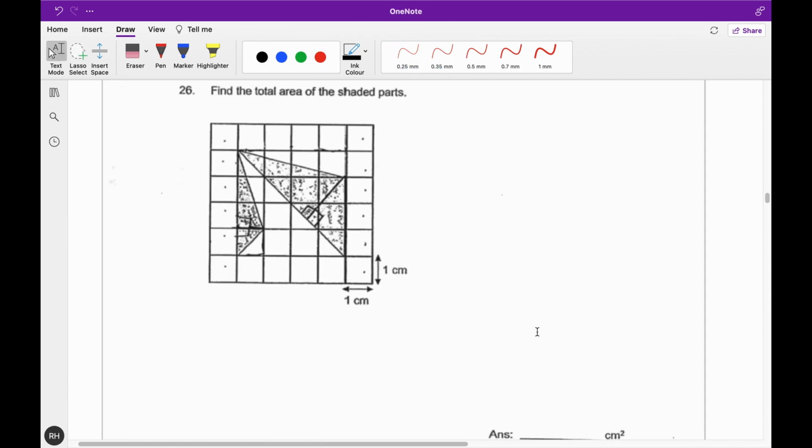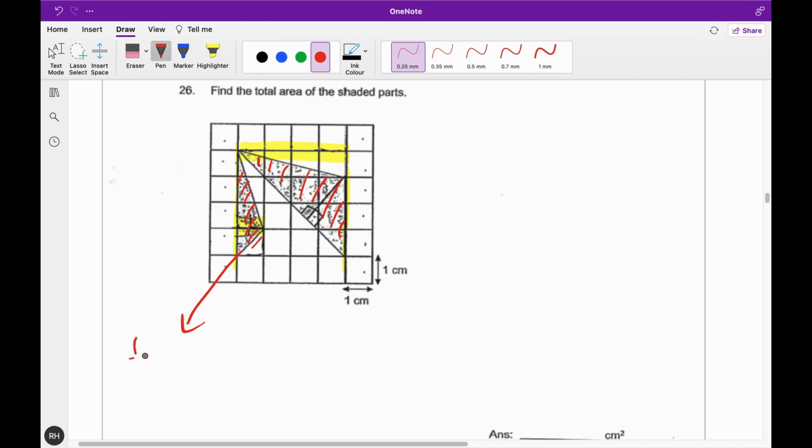Question 26. Find the total area of the shaded part. Okay, so we have 1 triangle and 2 triangle. So we're going to find the base and height. So the base for this triangle is over here. The height of this triangle is over here. The base of the other triangle is over here. And then the height of the triangle is over here.